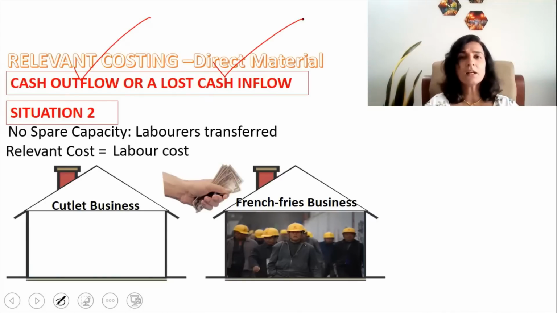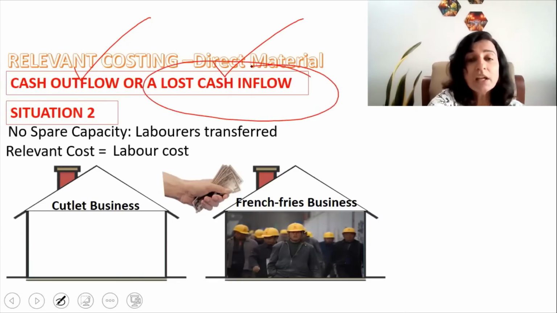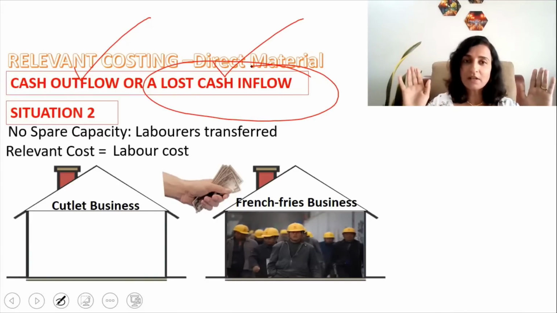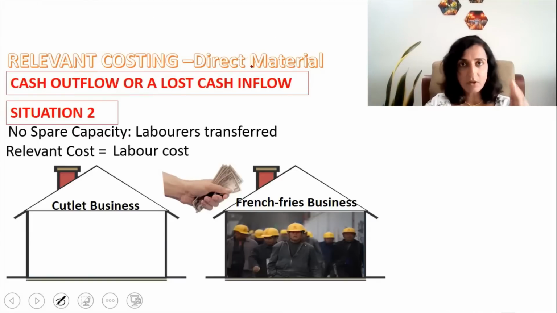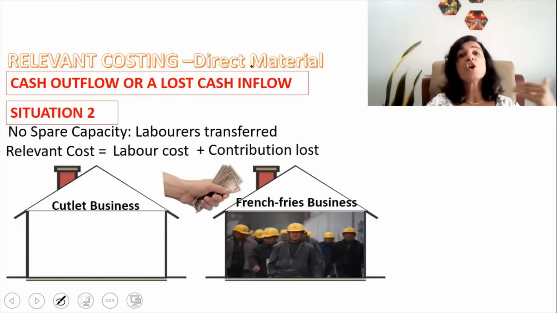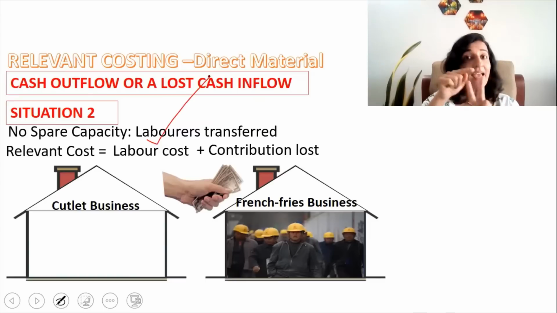Plus, now consider the cutlet business. We don't have workers to do the cutlet business. So what happens? The cutlet business stops and we lose the contribution that we would have got from the cutlet business. So that is a lost cash inflow. The contribution lost from the cutlet business is the relevant cost. So we have two things. One is the labor cost actually paid and the other one is the contribution lost from the existing business. So whenever laborers are transferred, please put in mind that there will be two types of relevant cost. One is the labor cost actually paid and the other one is the contribution lost of the existing business, which had to be stopped.